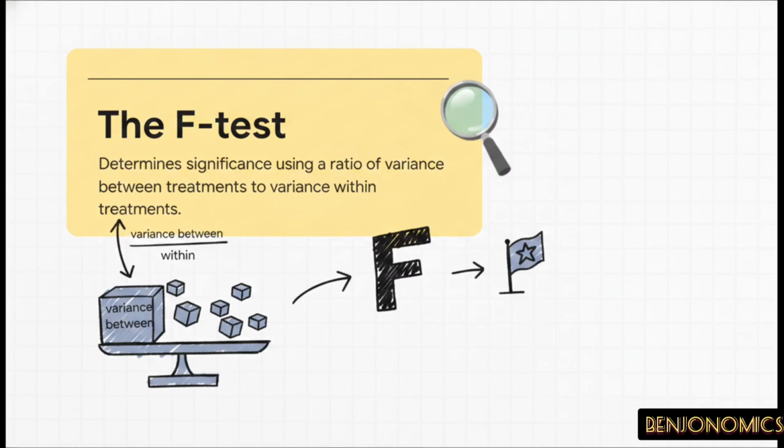If this F ratio is exactly 1, there is essentially no treatment effect. But as the F value increases significantly above 1, the evidence becomes incredibly strong that your treatment or your grouping actually had a real measurable effect. You then just check this against a critical value to determine your statistical significance.